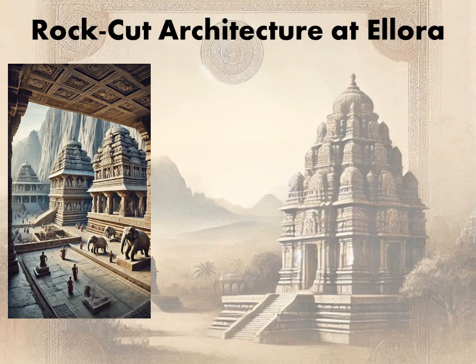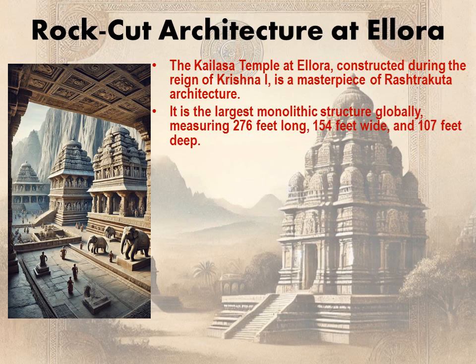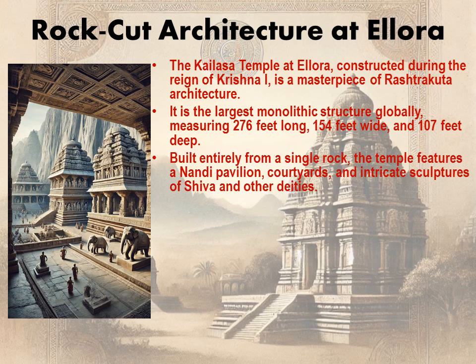Rock cut architecture at Ellora. The Kailasa Temple at Ellora, constructed during the reign of Krishna I, is a masterpiece of Rashtrakuta architecture. It is the largest monolithic structure globally, measuring 276 feet long, 154 feet wide, and 107 feet deep.